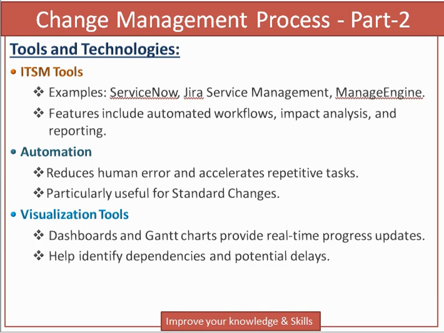So the next topic is tools and technologies. Tools and technology: we have ServiceNow, Jira Service Management. Features include automated workflow, impact analysis, and reporting. Automation reduces the human error and accelerates repetitive tasks, particularly useful for the standard change. Visualization tool: dashboard and Gantt charts provide the real-time progress update, help identify dependency and potential delays in the change.